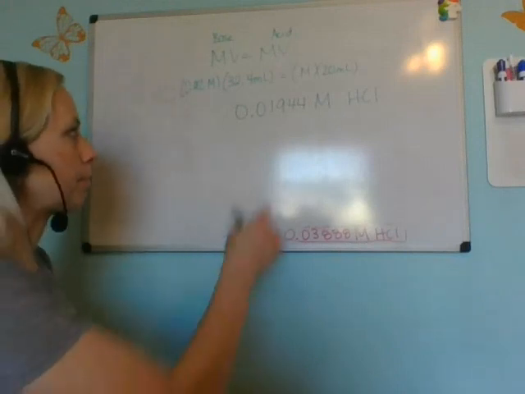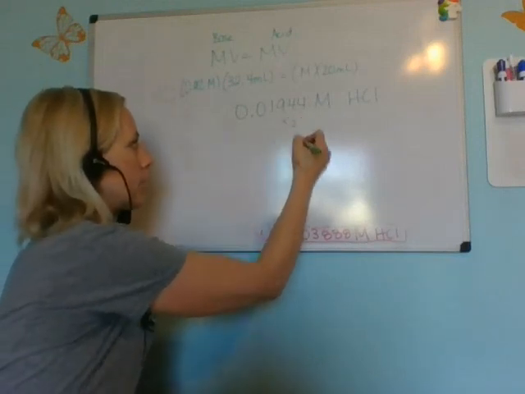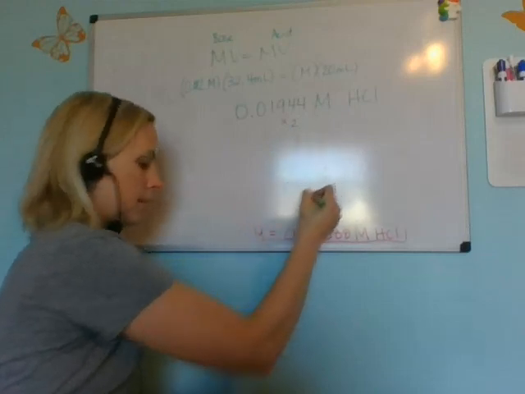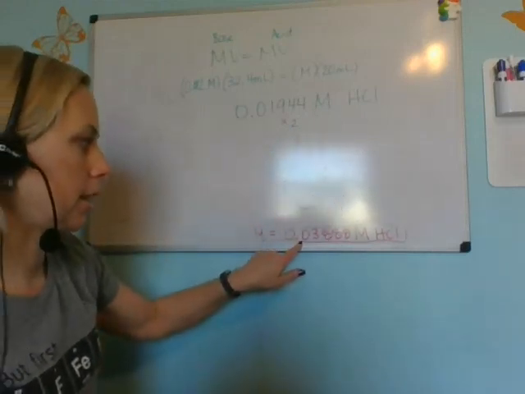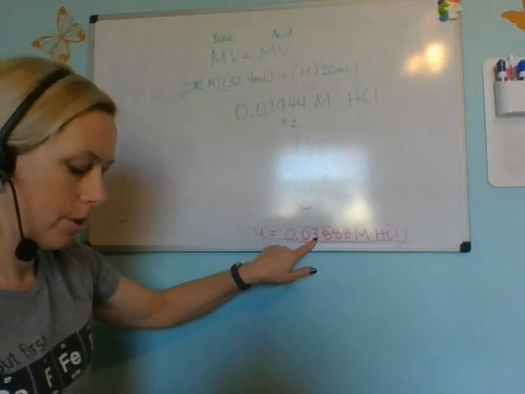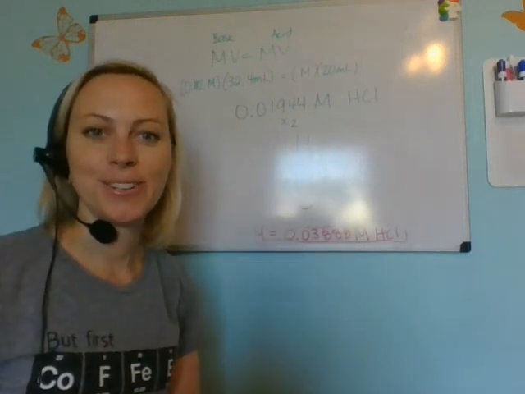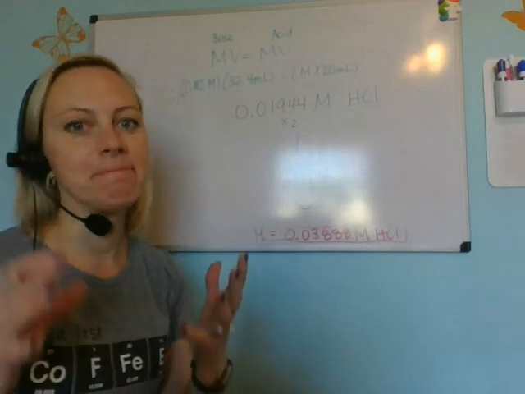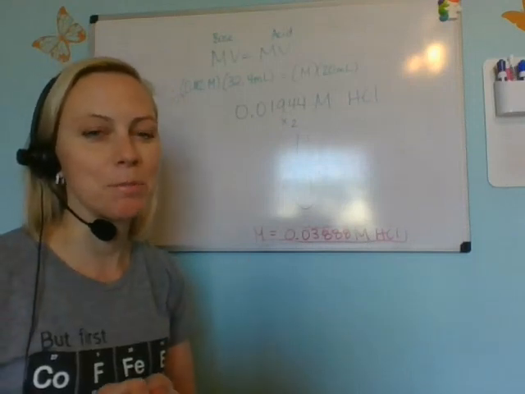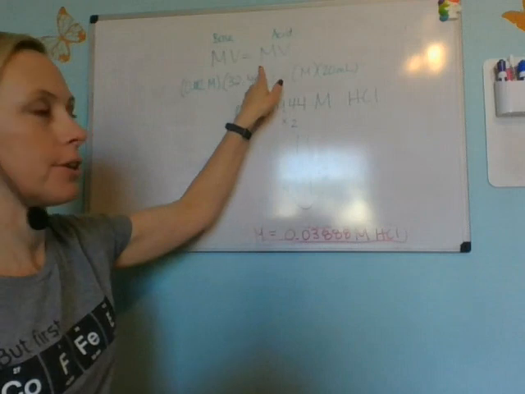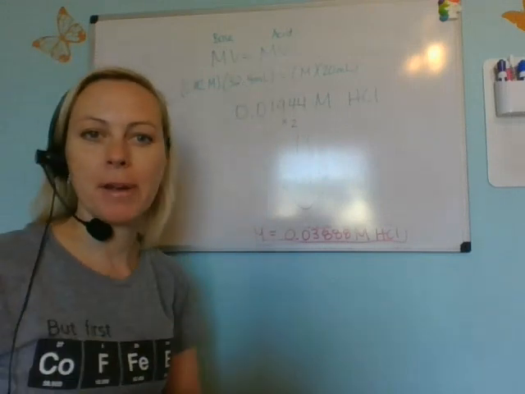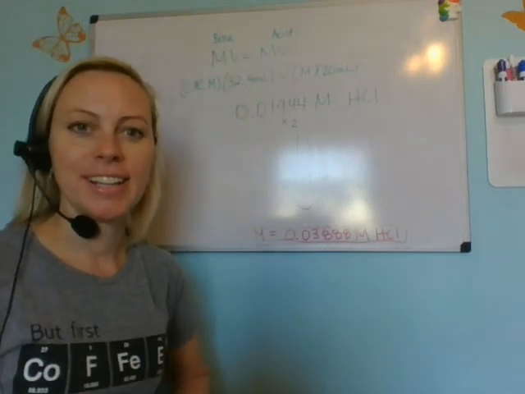But again, if we multiplied this times 2, we would get the answer to be 0.03888 molar of hydrochloric acid. So again, two ways you can do it, but there's something a little bit more to consider if you're using that shortcut method that I taught you in the last video.